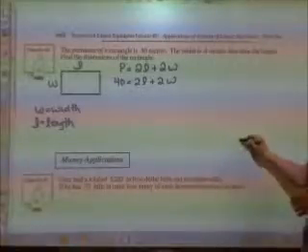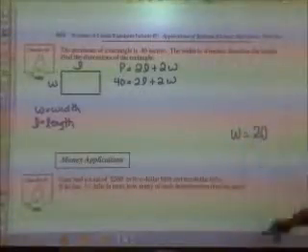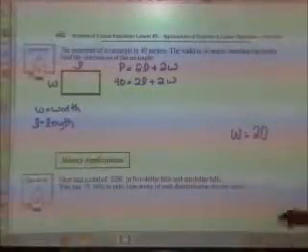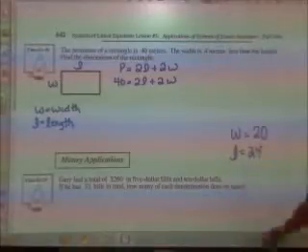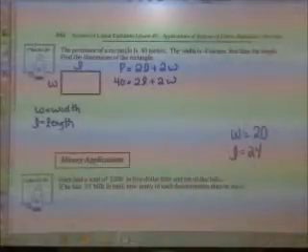So sometimes it's easier to pick a number. Let's say the width was 20. If the width is 4 meters less than the length, what's the length going to be? 24. How did you get the 24? Added the 4 to the width. I could go the other way. Suppose the length was 17. What's the width? 13. Because in that case, I would subtract 4.